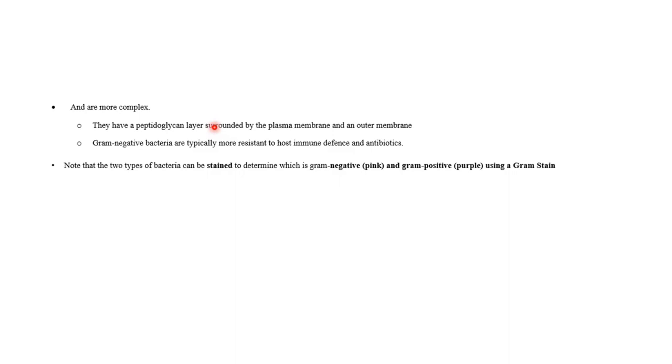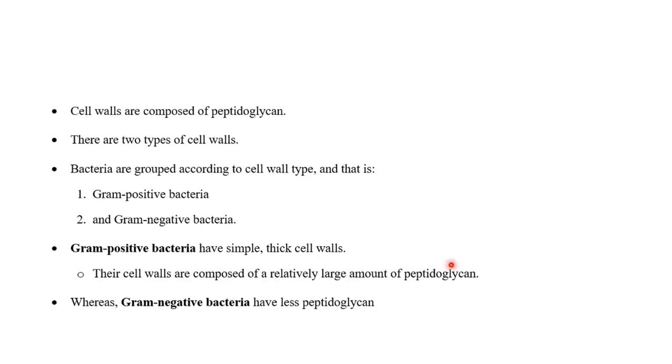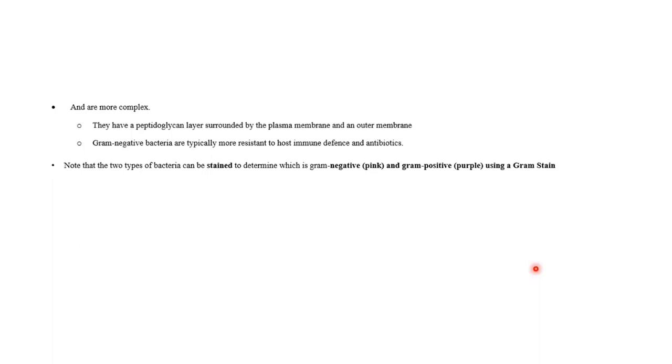Okay, cool. And gram negative bacteria are more complex. They have a peptidoglycan layer which surrounds the plasma membrane and the outer membrane. And gram negative bacteria are typically more resistant to host immune defense antibodies. Then these two types of bacteria can be stained. I highlighted here that stain is another differentiator, where they're saying these two types of bacteria can be stained, to determine which is gram negative. Gram negative is pink in color, and gram positive is purple in color using a gram stain.